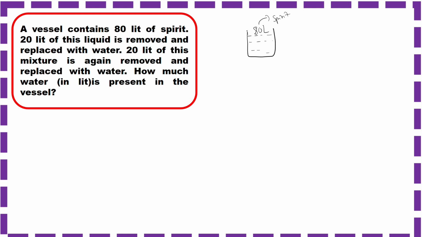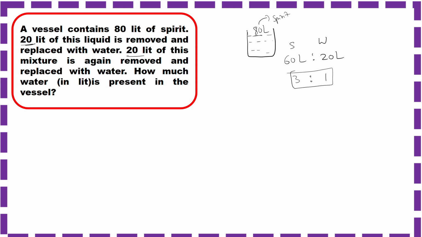20 liters of this spirit, this liquid, is removed and replaced with water. So if we are removing 20 liters from 80 liters, the remaining is 60 liters of spirit, and we are replacing that 20 liters of spirit with 20 liters of water, right? So 20 liters will be water and 80 liters will be spirit. The quantity is the same. At first we have 80 liters, now also we have 80 liters, right? So what is the ratio? 3:1. The spirit to water ratio is 3:1.